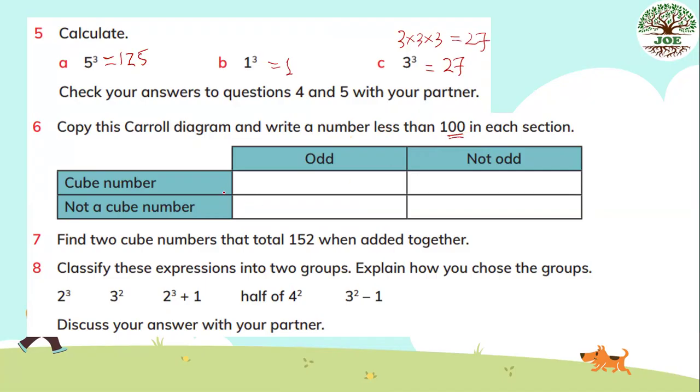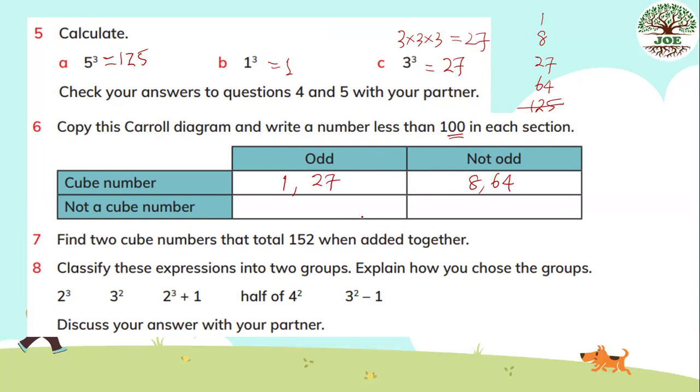Okay, cube numbers less than 100. 2 cube is 8, 3 cube is 27, 4 cube is 64, 5 cube is 125. So we stop here. The cube numbers that are odd and less than 100: 1 cube is 1, and 27. Not odd are 8 and 64.